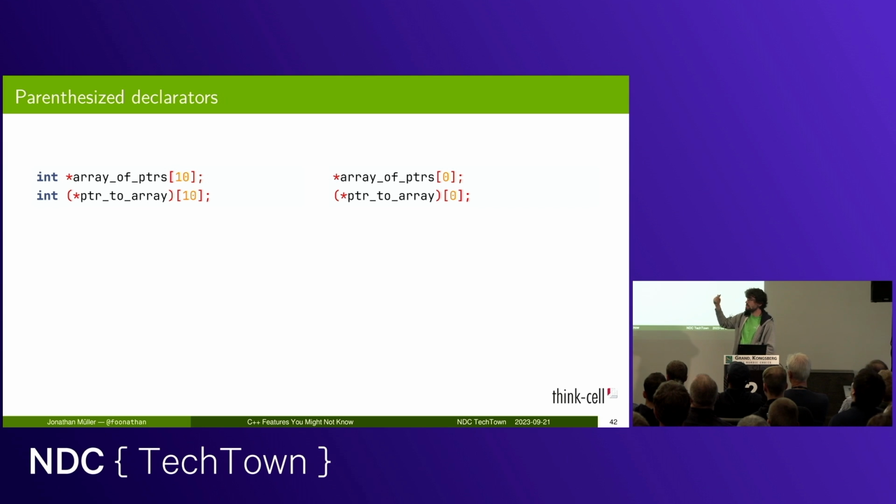Interesting thing, because it mirrors the expression syntax, you also sometimes need parentheses. So the top line is an array of pointers, because if you write star array of pointers index, you will get the int. But the second one is a pointer to an array, because likewise when you access it, you first need to dereference, and so you can use parentheses to control what it means.